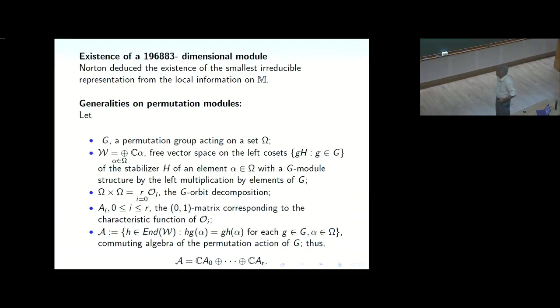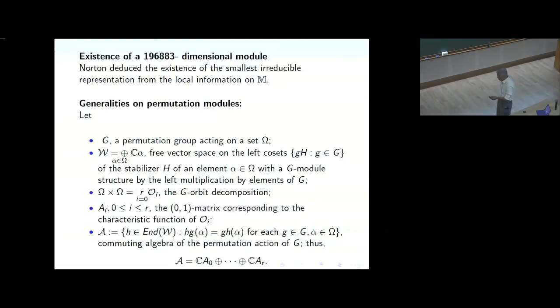So there is an action of G on this, and omega cross omega decomposes. Sorry, this is supposed to be a union of R orbits, say. And A_i is the matrix corresponding to the characteristic functions of these orbits. And A is the centralizer, the commuting algebra of this representation. So it is the set of all endomorphisms of W, of this vector space, which commute with the G action.